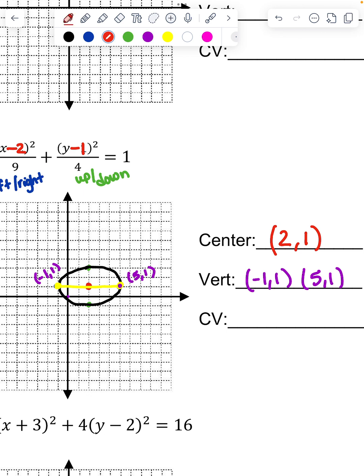My co-vertices are found in a similar manner. I start at my 0, 0, and I go over 1, 2, up 1, 2, 3. So that's at 2, 3. And then this one is over 2 and down 1. This is at 2, negative 1.